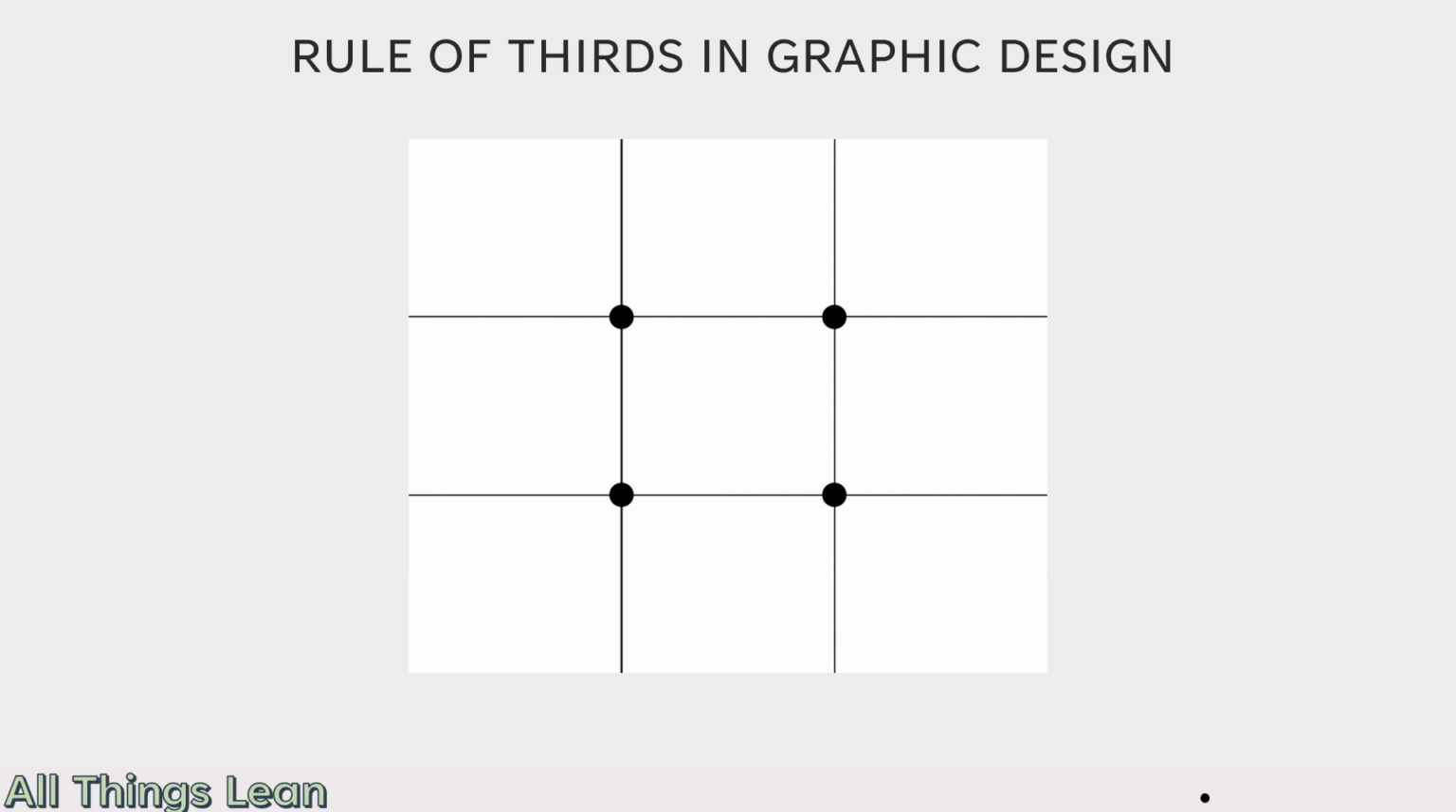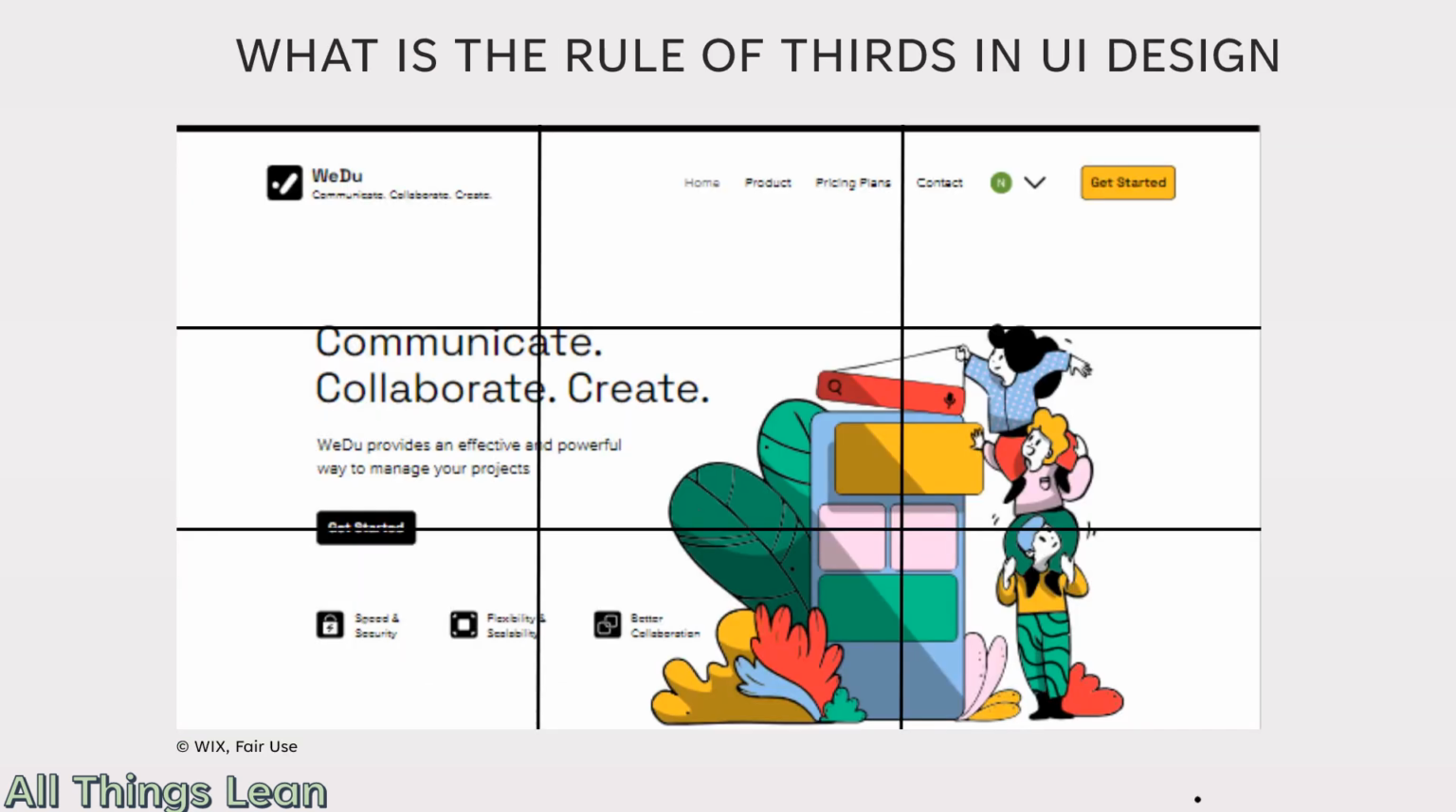The rule of thirds is a handy design tool that creates balance and adds interest to your work. It helps you highlight important parts of your layout and guides viewers' attention. By using this rule, you can make designs that are more visually striking.